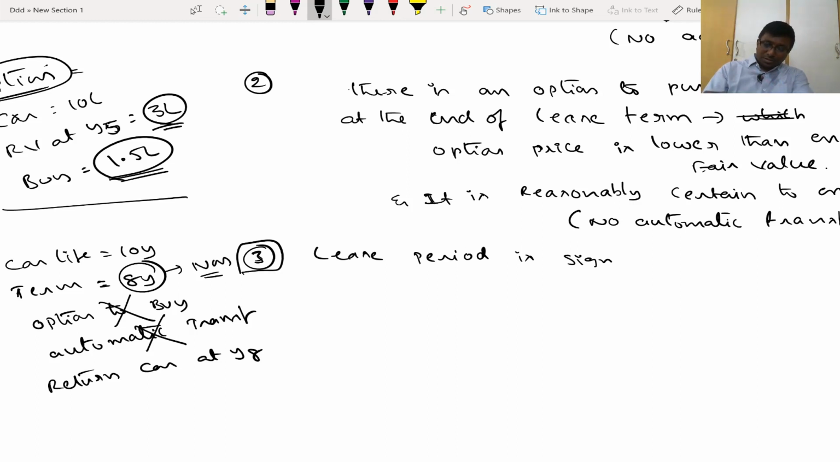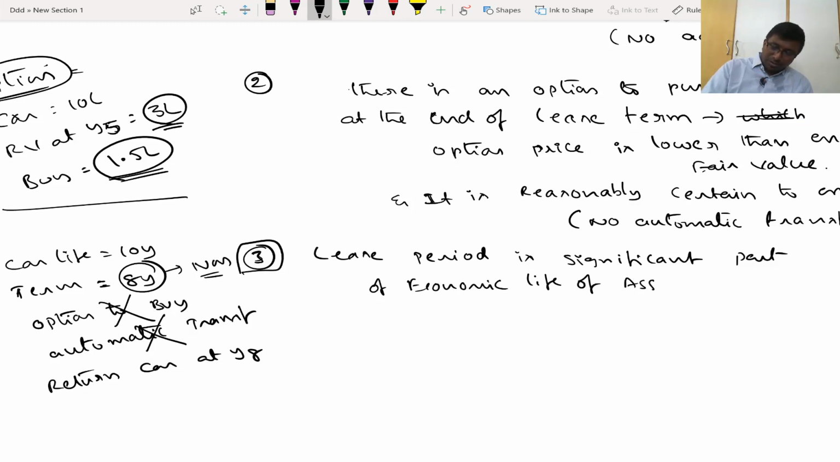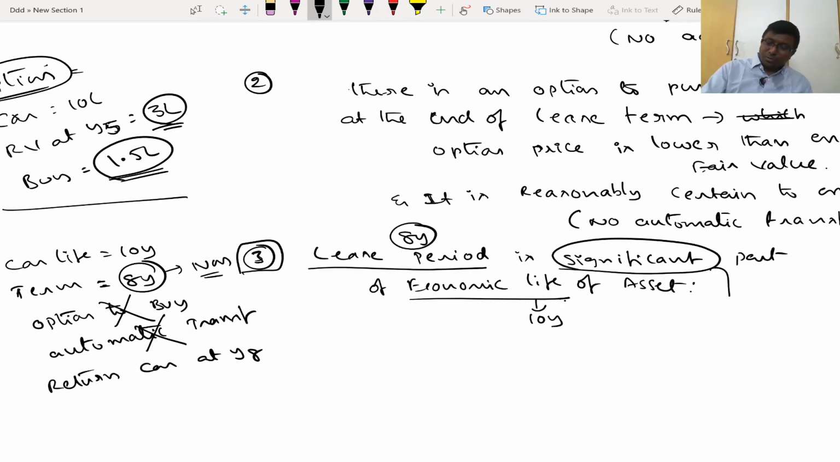Lease period is 1 second. Yeah, lease period is a significant part of the economic life of the asset. Economic life is the full life, the complete life. Complete life is equal to 10 years. Correct. Now this is 10 years. Lease period is 8 years. Right. Sir, significant and the used.